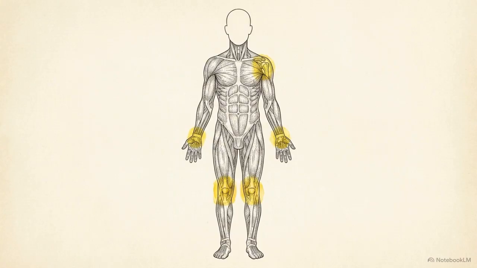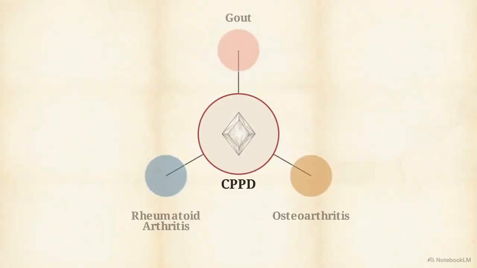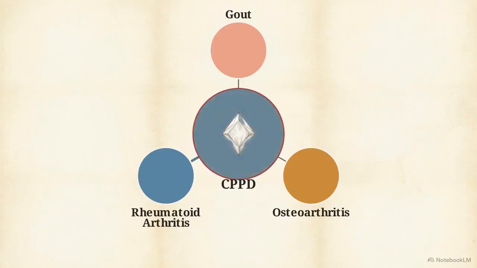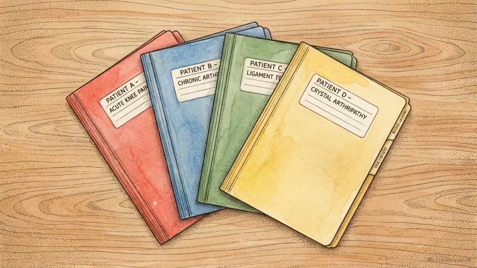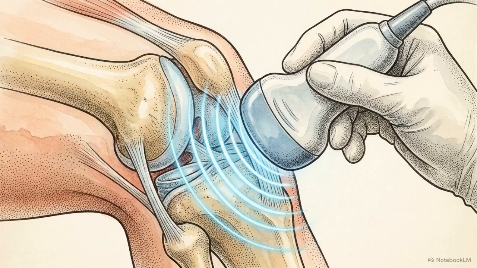This lack of recognition stems from the fact that CPPD presents with a wide spectrum of clinical manifestations, frequently appearing as a proxy for several other distinct joint diseases. Improving patient outcomes requires moving past the monolithic pseudogout label. Modern management depends on identifying specific clinical phenotypes and utilizing targeted imaging to confirm the presence of crystals.